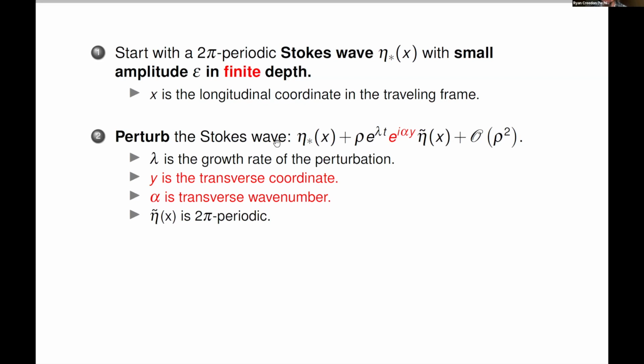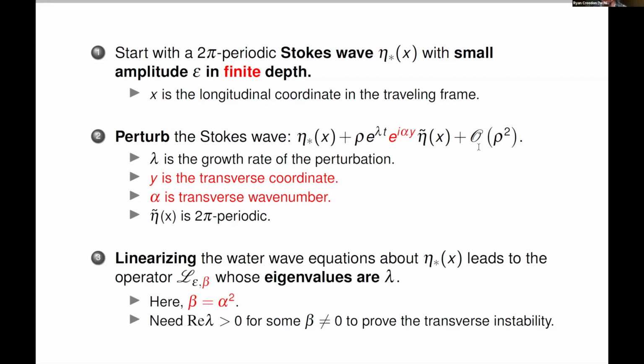So we take our Stokes waves, we perturb them in this special way, we linearize the dynamics around these Stokes waves, and eventually what you're going to wind up having to solve is a spectral problem. And the eigenvalues of this spectral problem are going to be this lambda parameter that's controlling the growth rate of the perturbations. And so now the real question is, okay, what does the operator look like that I'm trying to extract the eigenvalues of? In general, that operator is pretty complicated.